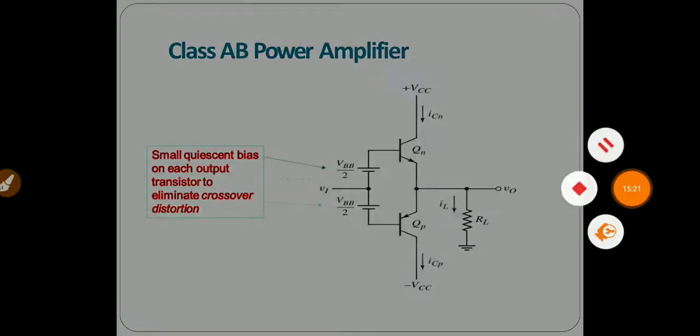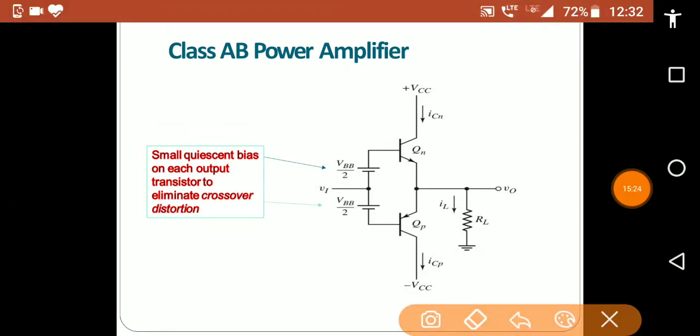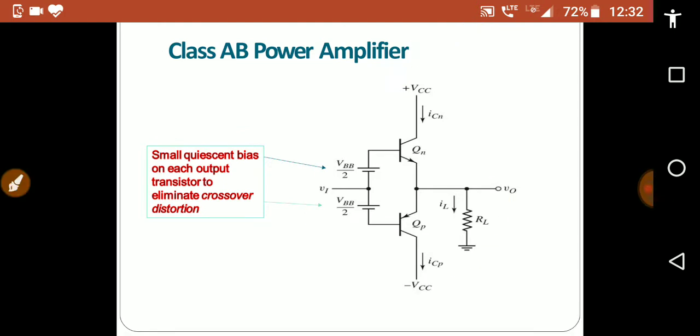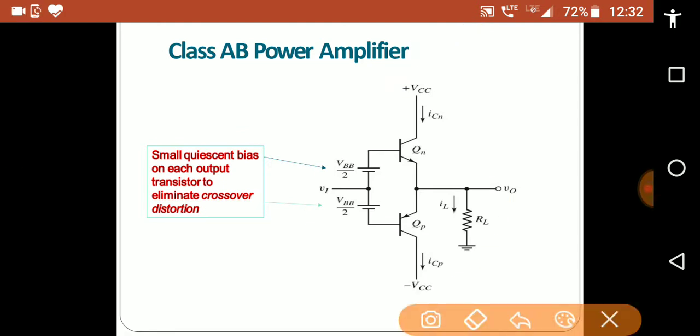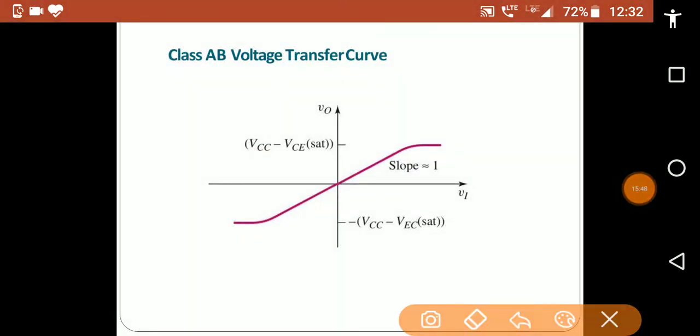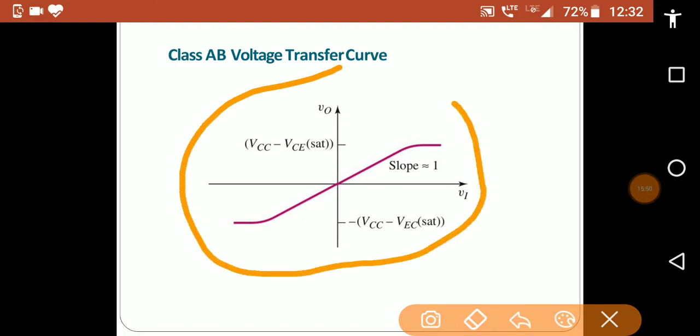Hello student, let us see the class AB amplifier. This is the diagram of class AB amplifier. A small quiescent bias of each output transistor to eliminate the crossover distortion is present. So this is the circuit diagram of class AB amplifier. So this is the voltage transfer curve of class AB amplifier.